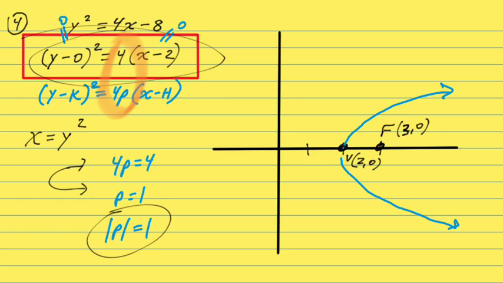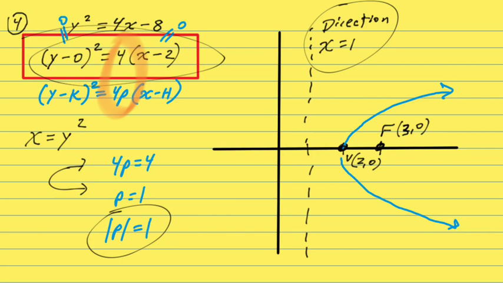If I want p units to the left, where's the directrix? The directrix is x equals 1. Please give me an equation. If you just tell me 1, I don't know if you mean x or y. So try to make it an equation for the directrix.